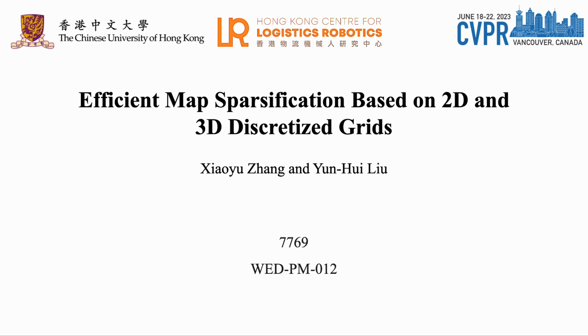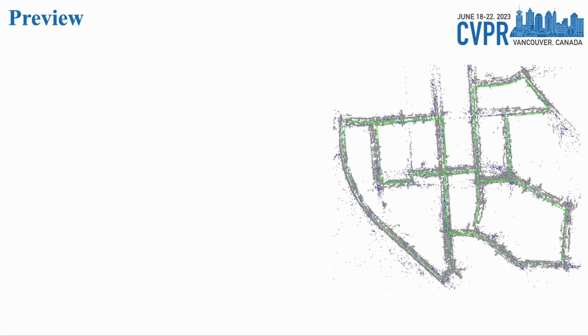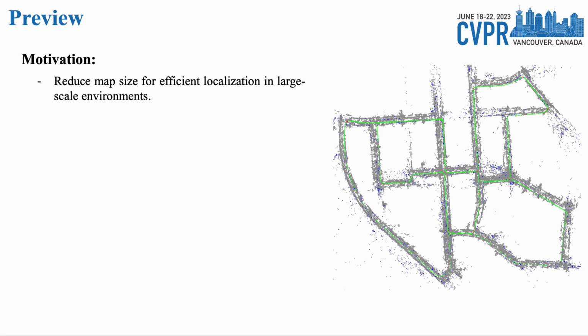Hi, I am glad to share our work, Efficient Map Sparsification based on 2D and 3D discretized grids. We come from the Chinese University of Hong Kong. Our work aims to reduce map size for efficient localization in large-scale environments.